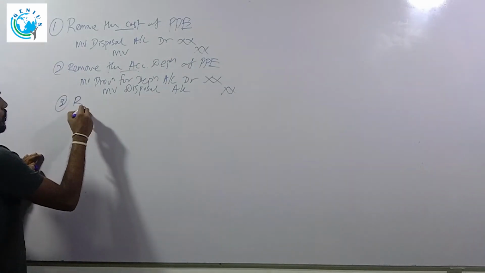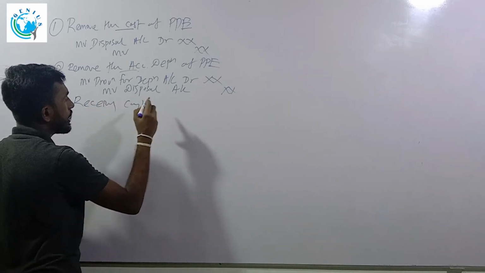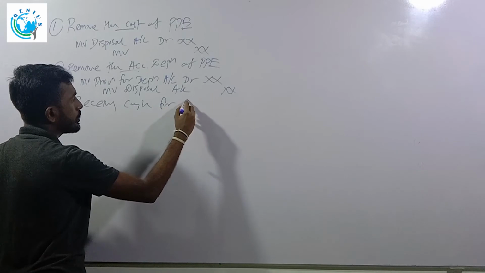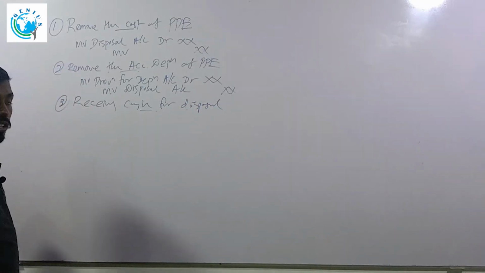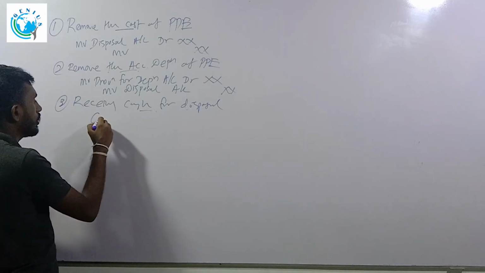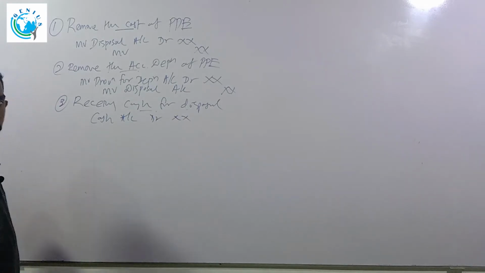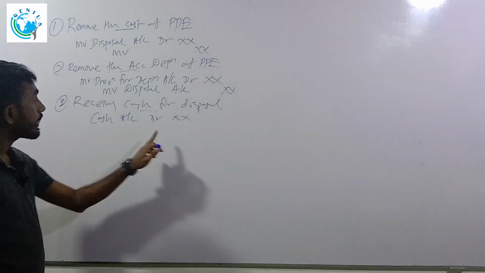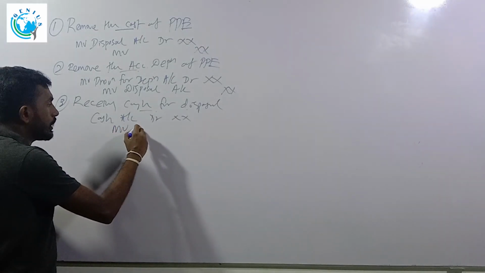So now you have to record that. Receiving cash for disposal. So you know that if you are receiving cash, cash account debit. The relevant credit entry goes to disposal account.